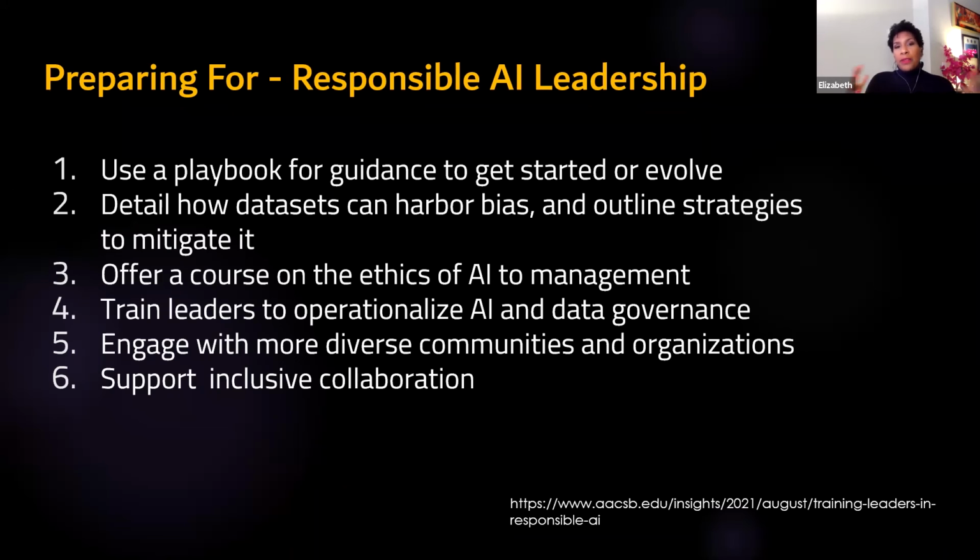So let's talk about preparing for leadership of AI. You can use a playbook for guidance to get started or evolve. As I've talked about before, the Equity Fluent Playbook or AI Blind Spots detail how data sets can harbor bias and outline strategies to mitigate them. Offer a course to your colleagues, start a learning event, which is how I got started in AI ethics 5 years ago, just having a conversation about particular bias in certain systems. And obviously you can read through the others, but supporting inclusive collaboration, creating safe spaces in your organization for people to speak up if they see something.